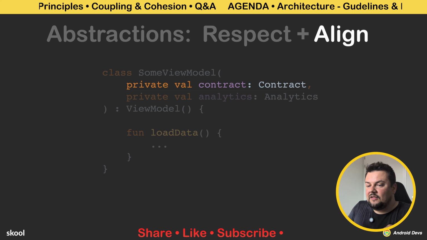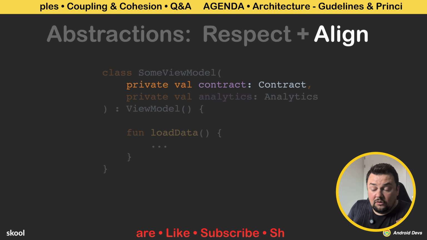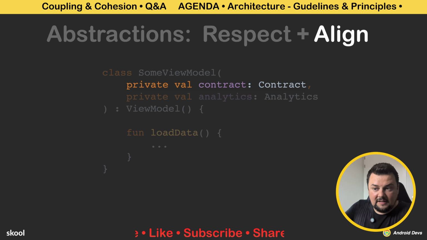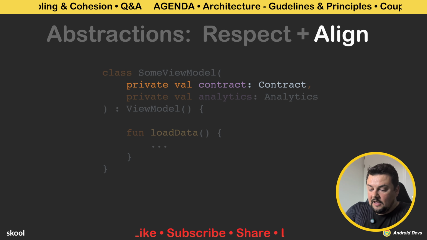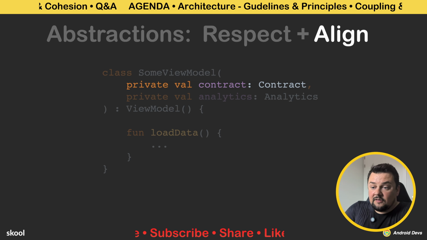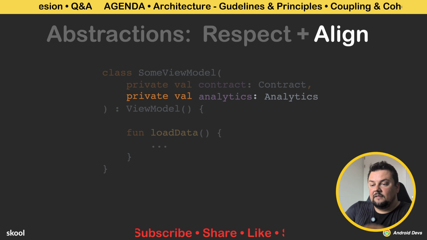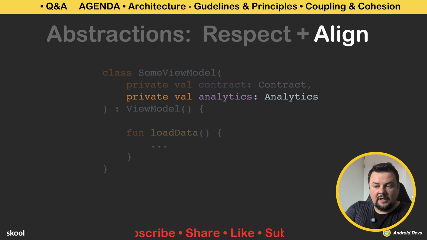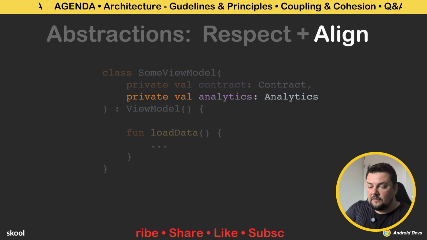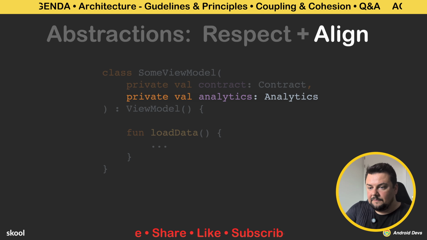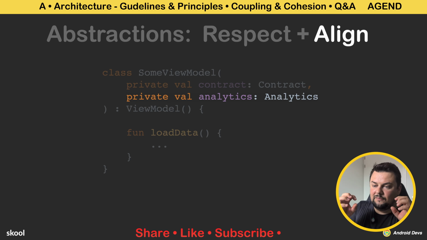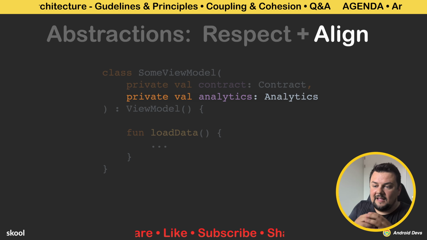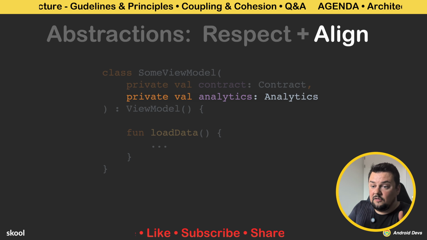So to construct this view model, we need a contract, and this contract is, let's say, a data class or a record, and that actually is a problem. And then the second dependency is some class that does operations, like analytics, like tracking. So we are mixing both of them together to construct the view model, and that is the issue here.